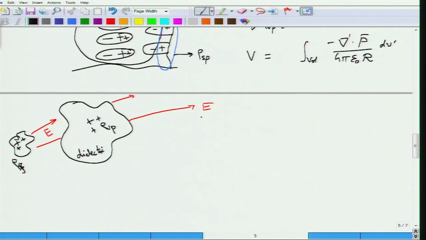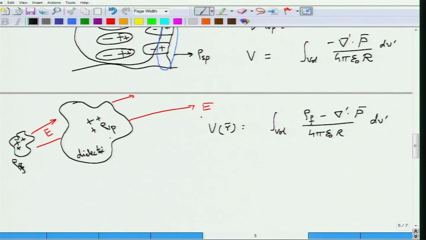These are the charges which we have placed, and which are actually responsible for the external field and polarizing the dielectric. So, I have free charges here and I have charges rho Vp. Therefore, the potential at the field point would be because of both the free as well as the volume charges, right. So, that would be rho f minus gradient dot P, this is the volume charge, divided by 4 pi epsilon 0 r dv prime, right.